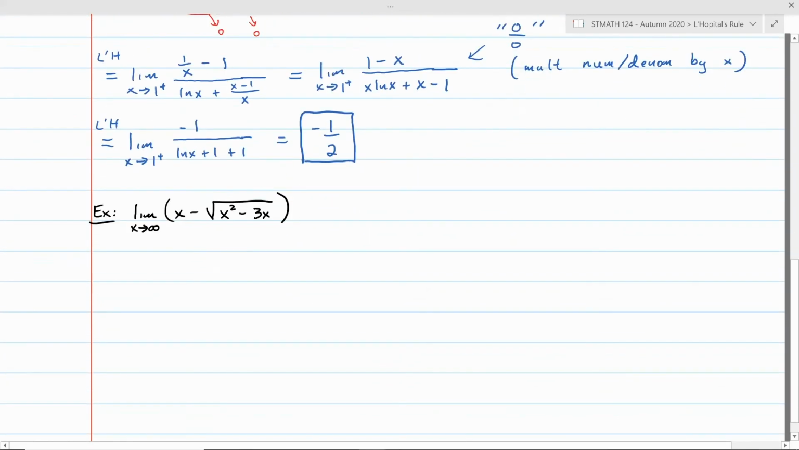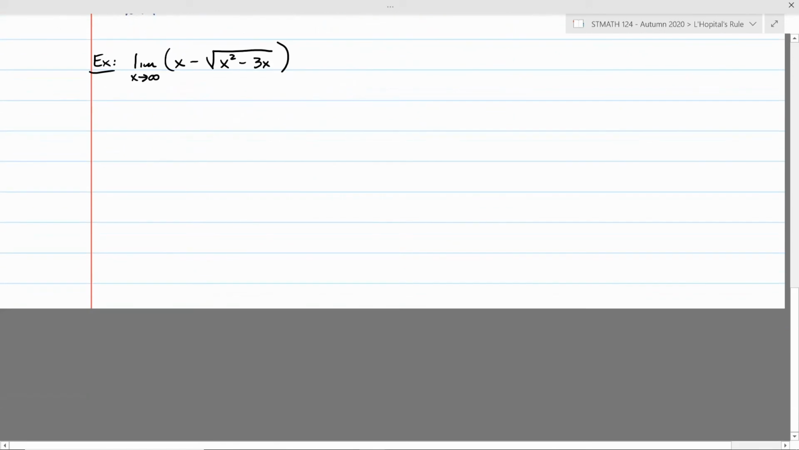Okay, let's try another example. In this example, as x goes to infinity, I think you can pretty quickly see that there's an infinity minus infinity going on here. Unlike the previous example, I can't really just get a common denominator because I'm not even dealing with two fractions here.